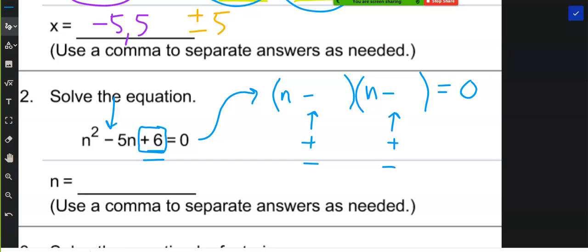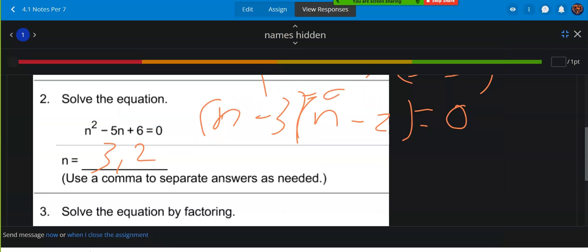All right, go for it. Factor it. Yes. Now set the factors equal to 0 and solve. Right? Minuses. Things that multiply together to get 6, but add up to -5. That is true. When it says solve, they just wrote down 3 and 2.